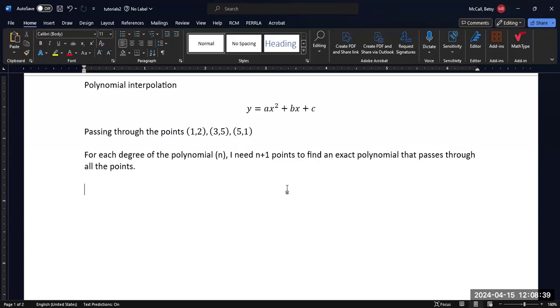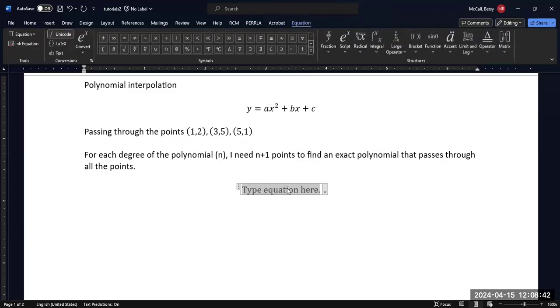Now, again, the main idea here is we're going to set up a system of equations. So for my first point, I'm going to plug that in for x, and then I'm going to set my other side of the equation equal to y. And so if I plug in 1, I'm going to get a times 1 squared plus b times 1 plus c is equal to 2. And if I plug in my second point, I'm going to get 3 squared, so 9a plus 3b plus c is equal to 5. And then finally, if I plug in 5, 1, I'm going to get 25a plus 5b plus c is equal to 1.